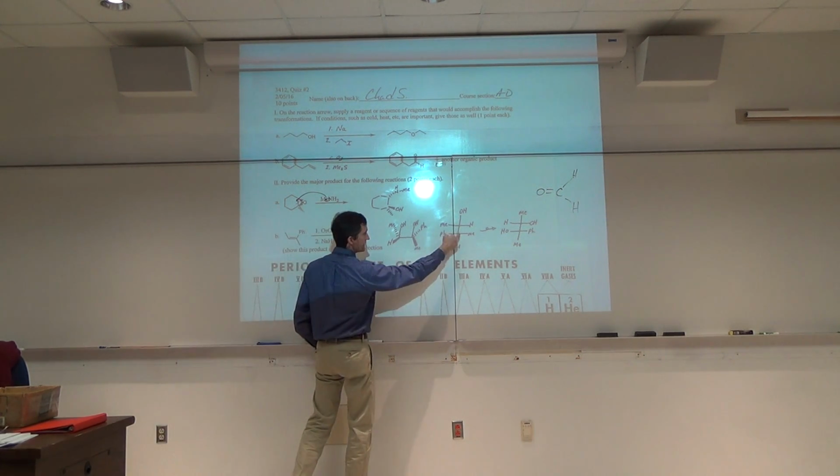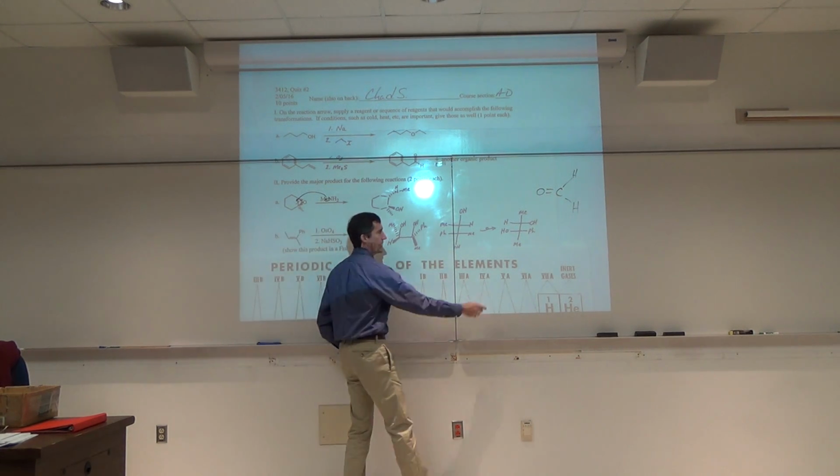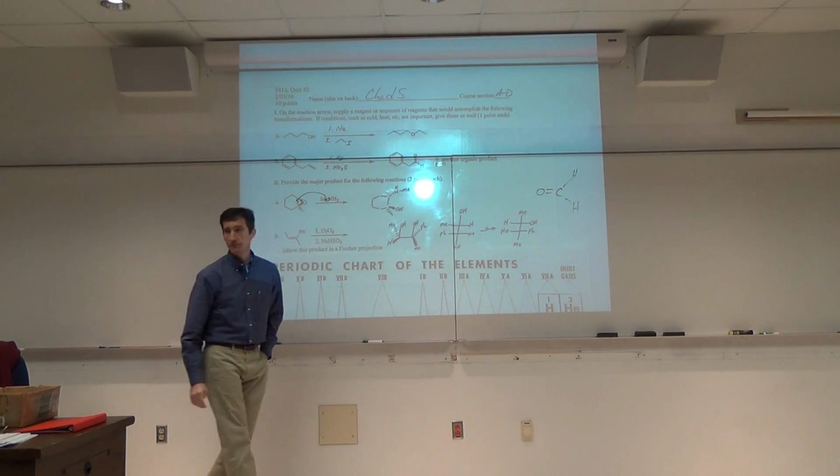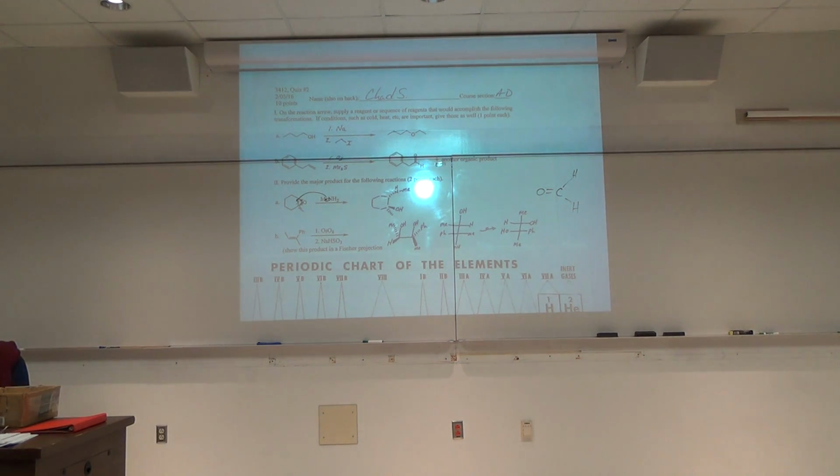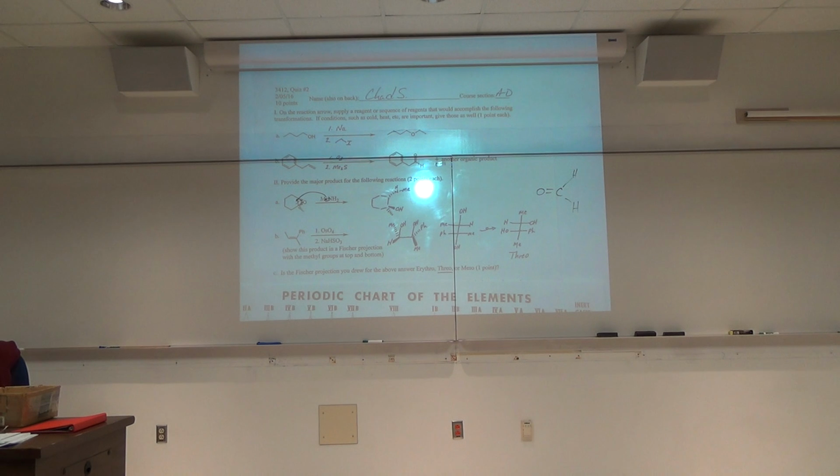Draw a Fischer projection of this. I get this. Rotate it with methyls at top and bottom. I get OHs on opposite sides, and that is what? Yes. How we do with drawing the Fischer projection? Any questions about that? Everybody got that right? Good.